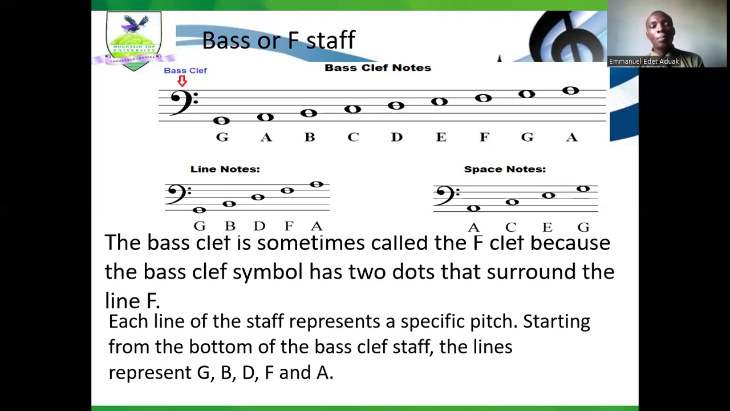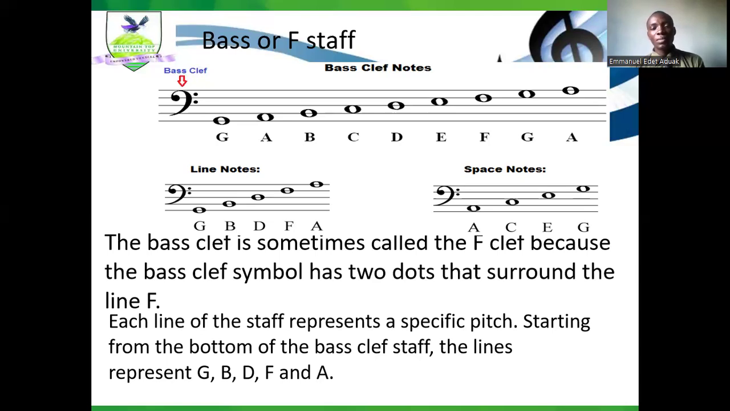Now, combining both lines and spaces for the bass or F staff together, we have line 1 to be G, space 1 A, line 2 B, space 2 C, line 3 D, space 3 E, line 4 F, space 4 G, line 5 A, and it goes on and on like that. It is very important to remember the acronym, which is Good Boy Deserve Favor Always. And for the spaces we have All Cows Eat Grass.